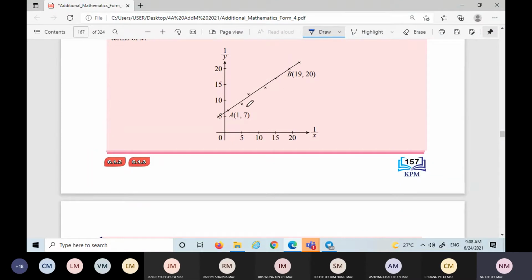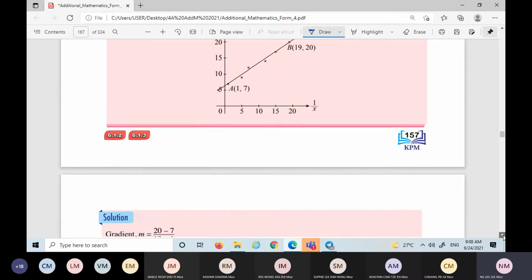1, 2, 3, 4. 4 points are on the line. These 3 points do not fall on the line. 1 point is above the line and 2 points are below the line. So this one we can say is distributed equally at the two sides of the line. So this is also a line of best fit.